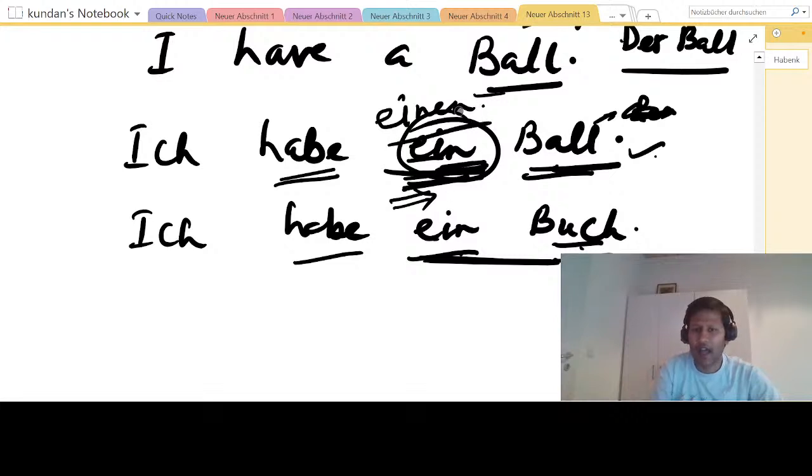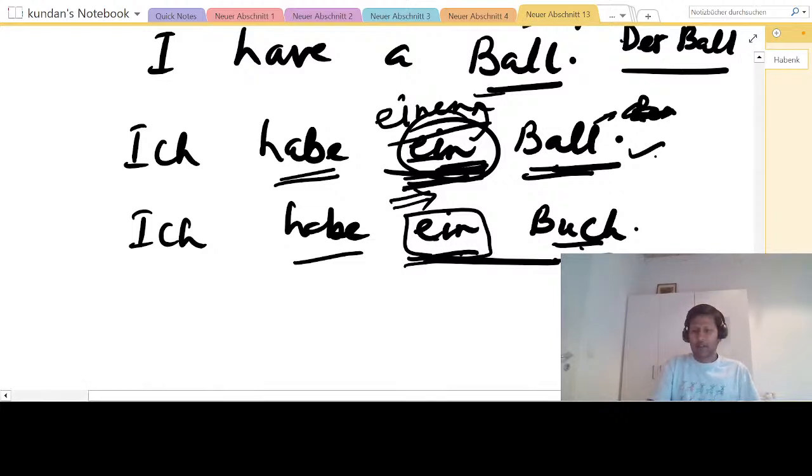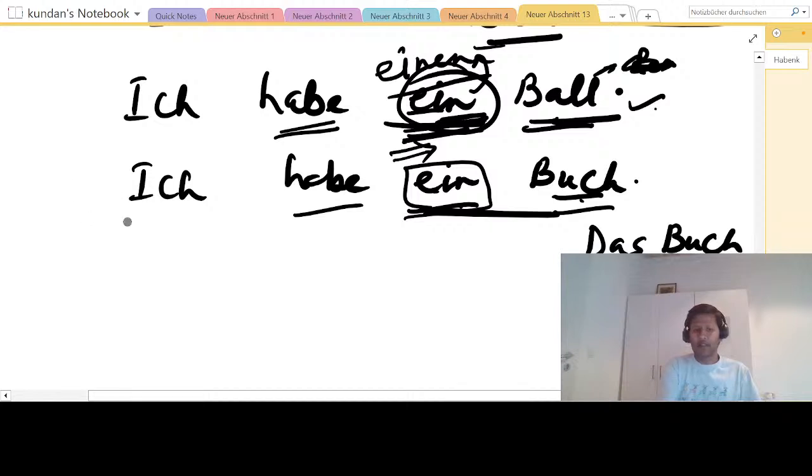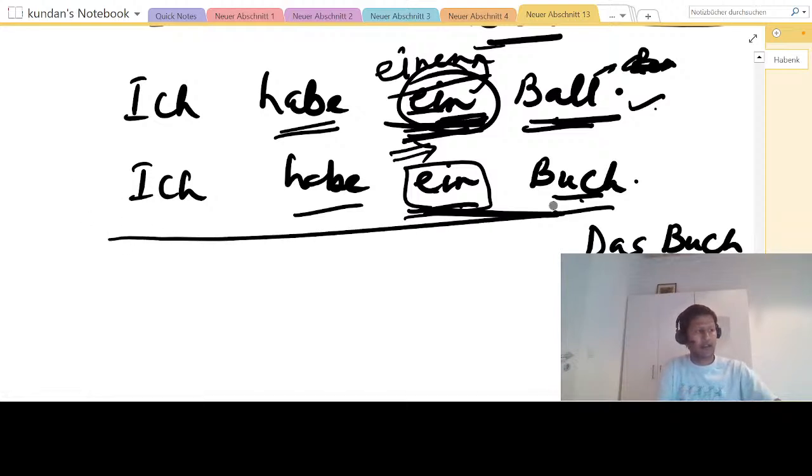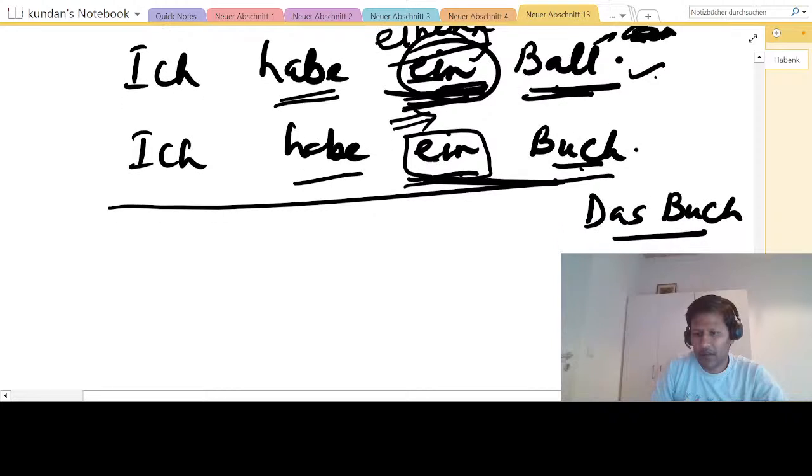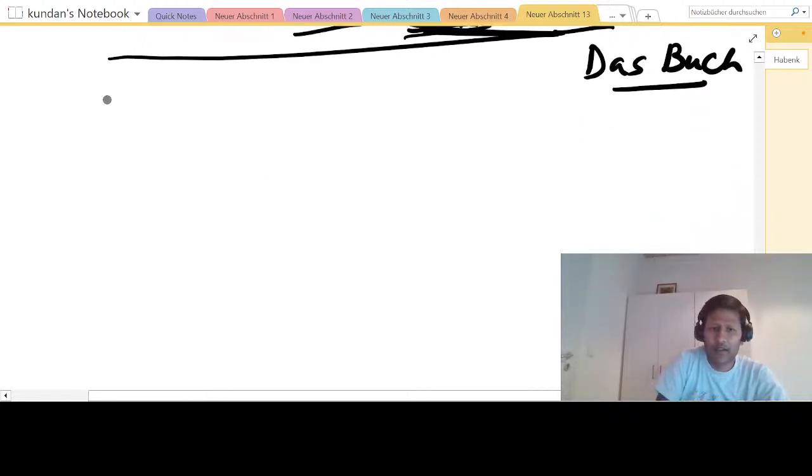So this ein is changed to einen. But will there be a change in ein Buch? Will there be a change? No, we have seen that already, right? We know that this sentence is in accusative, and there's no doubt about that. We have already understood what is nominative, what is dative, and that's why I was going very slow, just to make sure that you guys are getting the crux of it. Because many people don't understand what is nominative, what is accusative, and then they struggle.